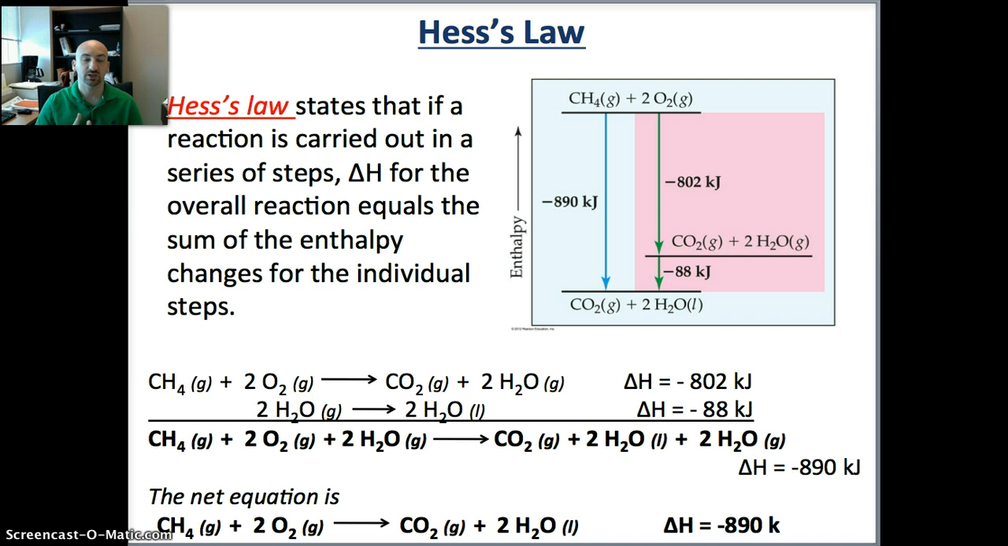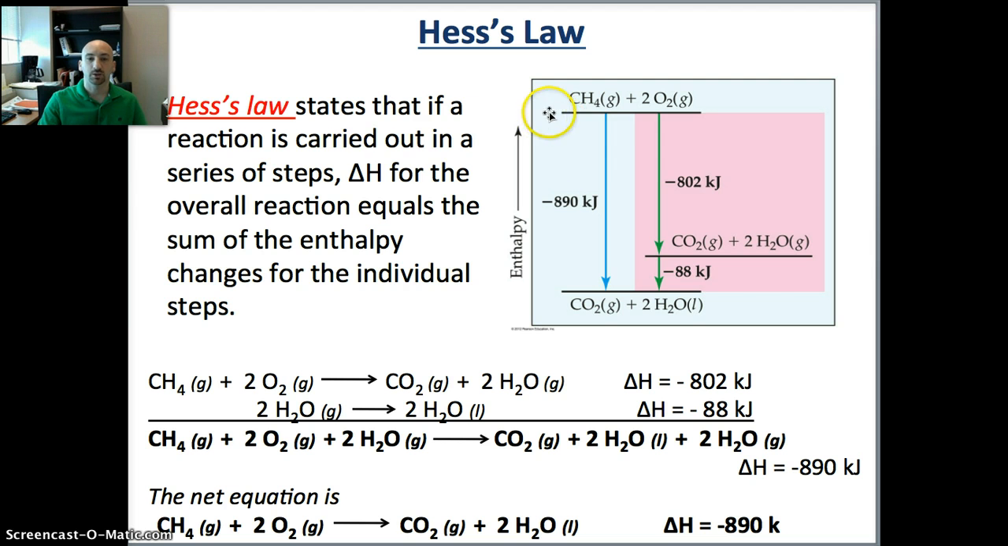Hess's Law just states that if a reaction is carried out in a series of steps, the change in enthalpy for the overall reaction is just equal to the sum of the enthalpy changes for these individual steps. If we look at the example on the right, here we have methane gas being combusted. It's reacting with oxygen to produce carbon dioxide and 2 molecules of water as a liquid. The delta H for this overall reaction is minus 890 kilojoules.